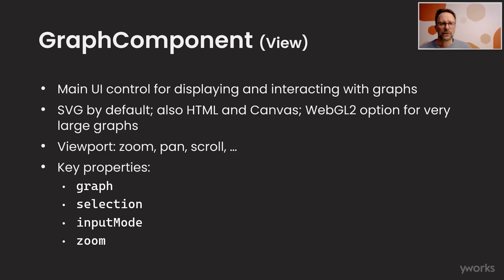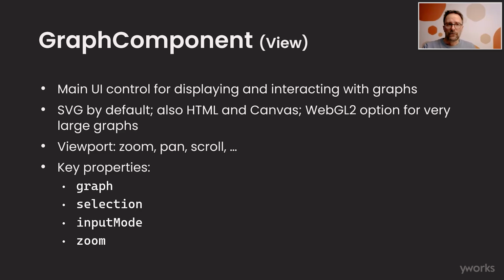So let's take a closer look at these components. The first one is the graph component. It's the view. You typically start with it because it also comes with an instance of the model. It's the main control that handles the display and the interaction with the graph. By default, it uses SVG for rendering the graphs, but HTML and Canvas are also supported, and WebGL for larger graphs. Basically, what the graph component holds is the state of the view, meaning things like where you have been panning, whether you zoomed in. That state is held on the graph component.